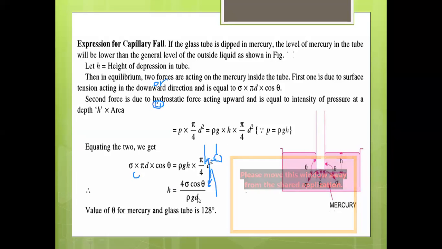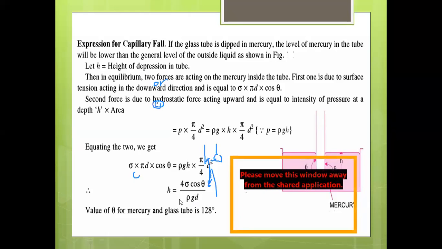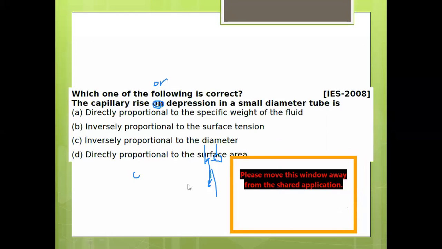If the diameter is large, then there will be a very small rise or fall. If the specific weight of the fluid is very high, then also there will be a very small rise or fall. If the surface tension is large, then there will be more rise or depression.